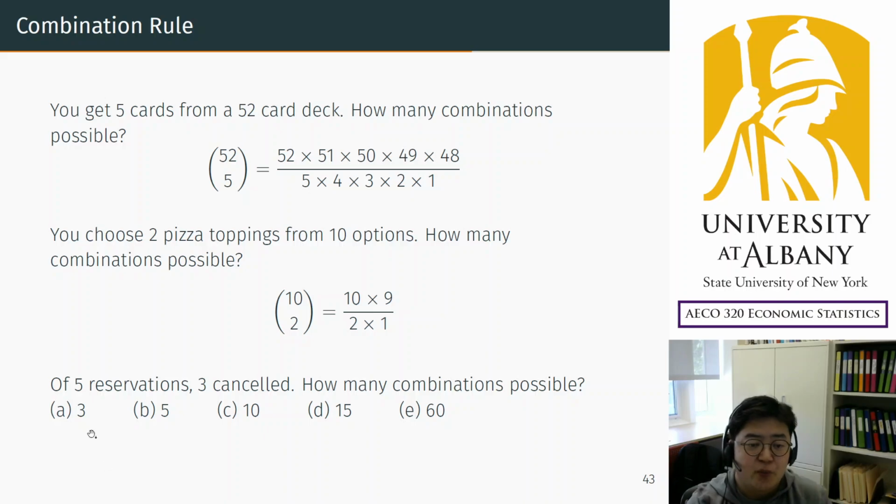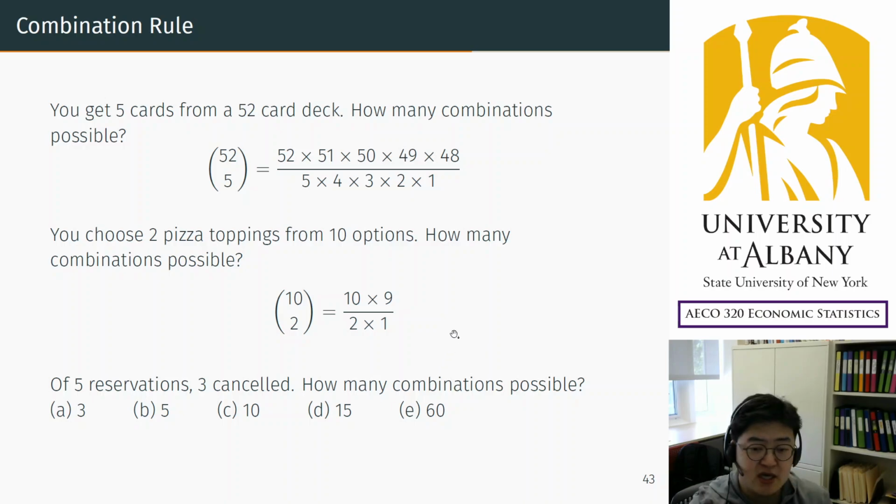Okay, so then you can apply this rule to any general case. Think about this. Now, if you think about 5 reservations and you are interested in the probability of 3 cancellations, how many combinations are there? You know, 3 reservations are canceled and 2 are not. And there were 5 reservations. How many combinations?